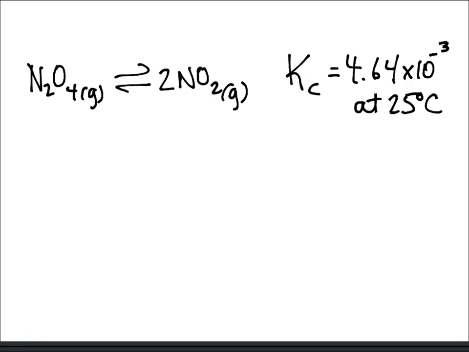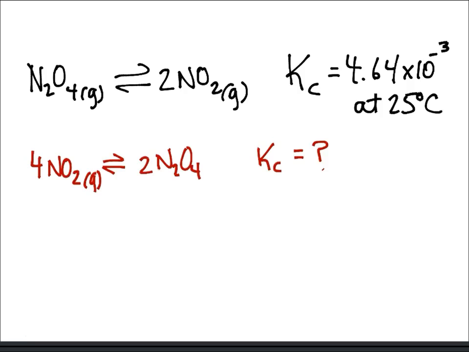Okay, so let's just make sure we know how to do this with numbers. We have an equilibrium here, N2O4 forms 2 NO2. We have the equilibrium constant Kc, 4.64 times 10 to the minus 3. The temperature is given only because K depends on the temperature, so the temperature is often given.